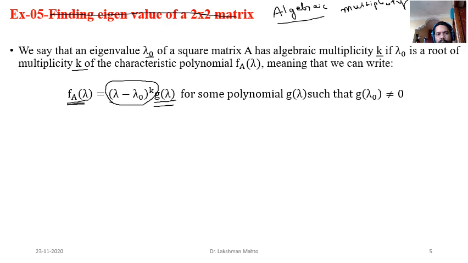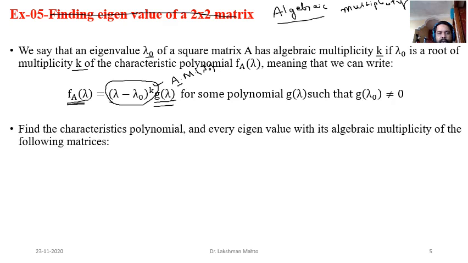That is what we call the algebraic multiplicity of the eigenvalue lambda naught. In short, I will write it as a.m. of lambda naught, the algebraic multiplicity of lambda naught. It is very essential to know algebraic and geometric multiplicity. When I discuss eigenvectors, at that time I will discuss geometric multiplicity as well.